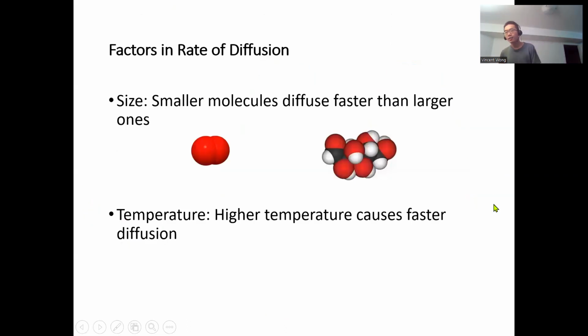We're going to look at a few factors that affect the rate of diffusion. So we know it happens on its own, but what would make the process faster or slower? First factor, the size of the molecule. Things that are smaller tend to move faster, right? So you would expect them to spread quicker. This is oxygen here, and this here is glucose. So you would expect things like oxygen to diffuse faster than something that's bigger, like glucose.